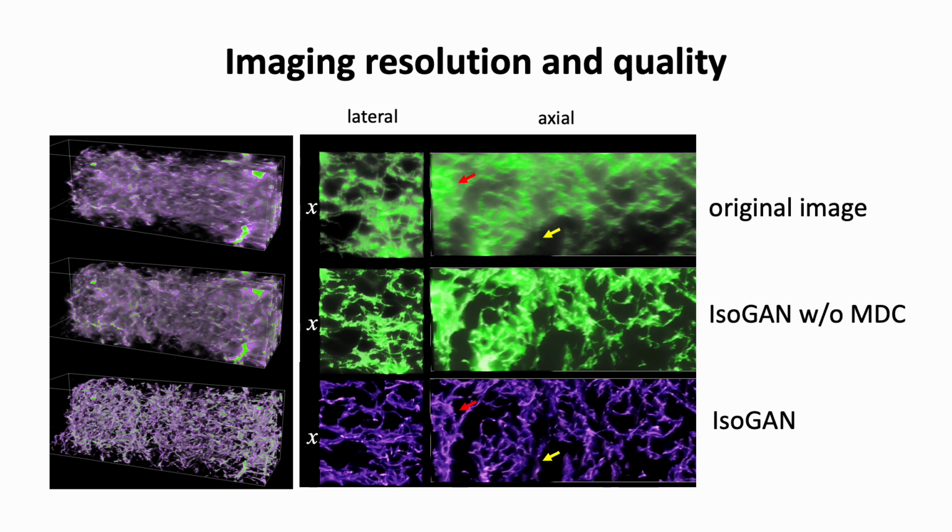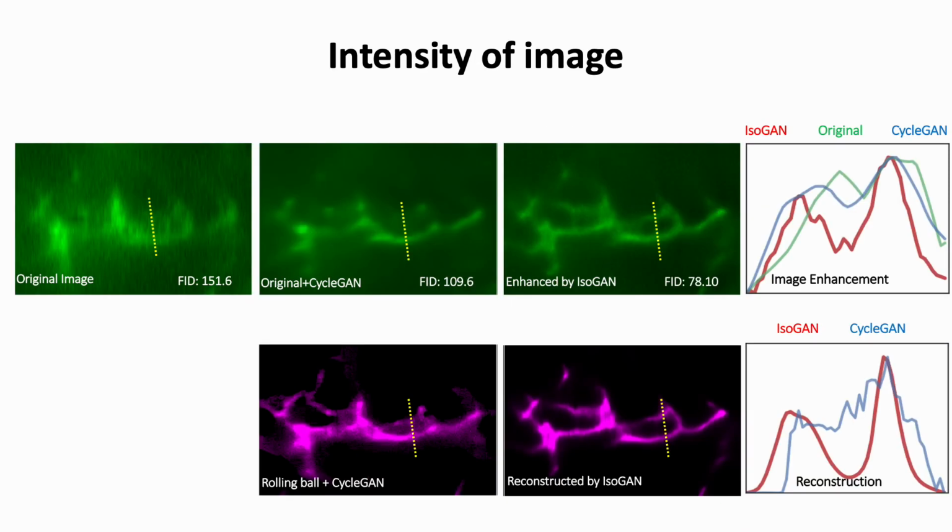Now, let's focus on the neural continuity. Let's see the yellow arrow. It indicates that IsoGAN is capable of enhancing the connectivity of those faint neural sections. Now, let's move on to the imaging resolution. Here, we can see that neurons can be distinguished from the background signal by using IsoGAN.